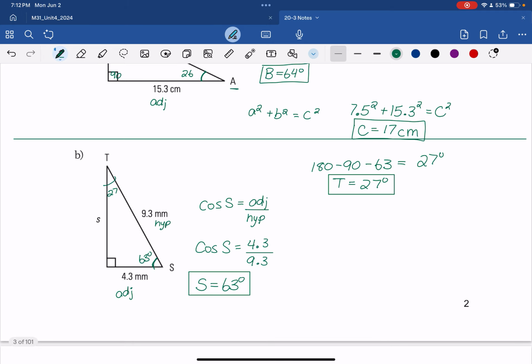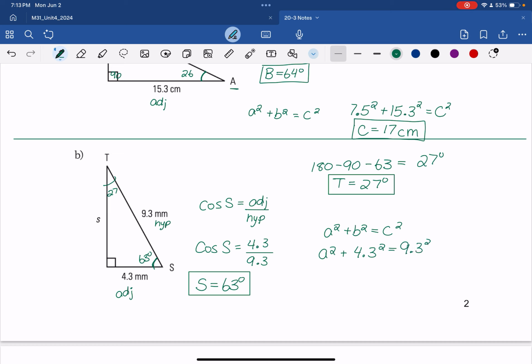And then the last thing we need to find is this side S. So to get S, I'm going to use Pythagorean theorem again. However, I want you to note that I already have the hypotenuse. So when I look at a squared plus b squared equals c squared, I'm actually looking for either a or b. It doesn't really matter which one, but I already have the hypotenuse. So I'm going to say a squared plus 4.3 squared equals 9.3 squared.